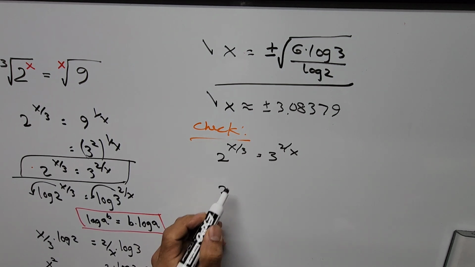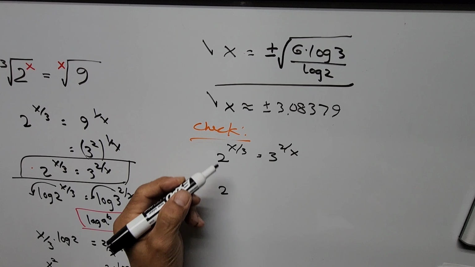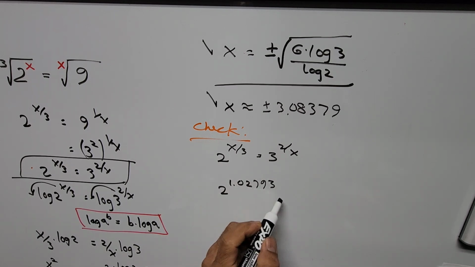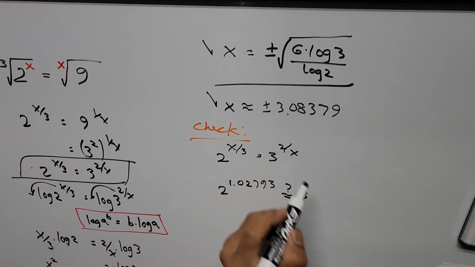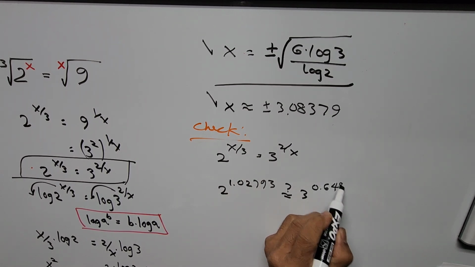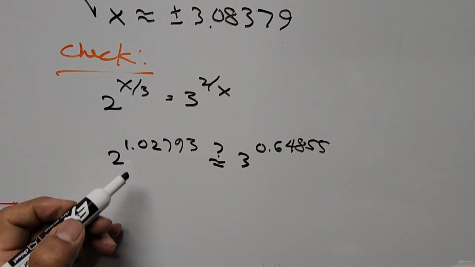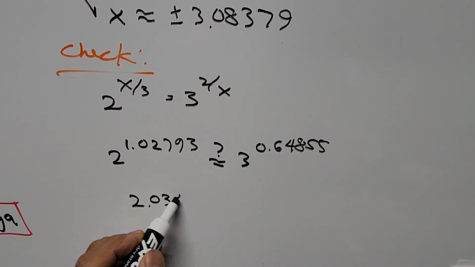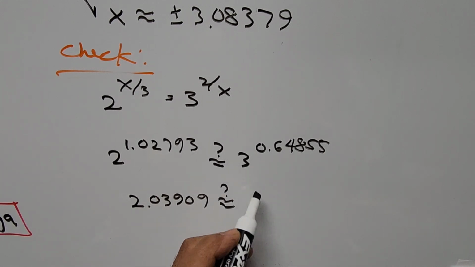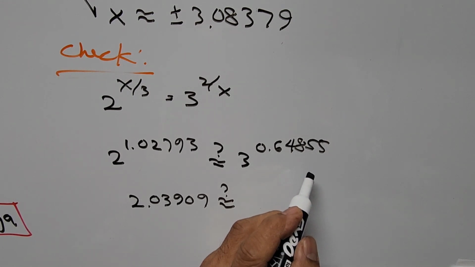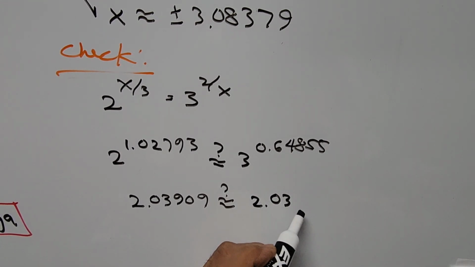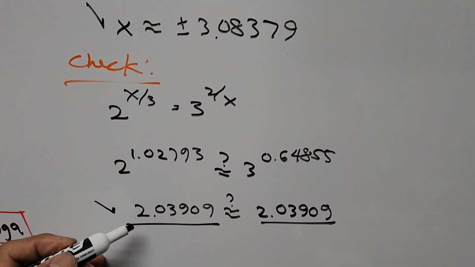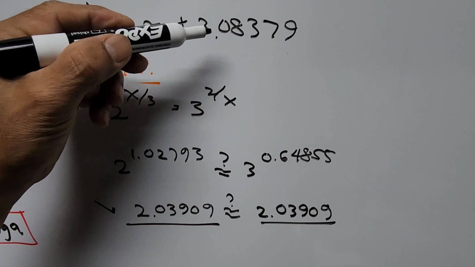So we have 2 to the power of x over 3, and here x over 3 is 1.02793, to 5 decimal places. Is this equal to 3 to the power of 2 over x, where 2 over x is 0.64855? So here, our left-hand side, 2 to the power of 1.02793, is approximately equal to 2.03909. And is this equal to the right-hand side? 3 to the power of 0.64855 is approximately equal to 2.03909. So these are equally the same. And this is substituting the positive value of x, positive 3.08379.